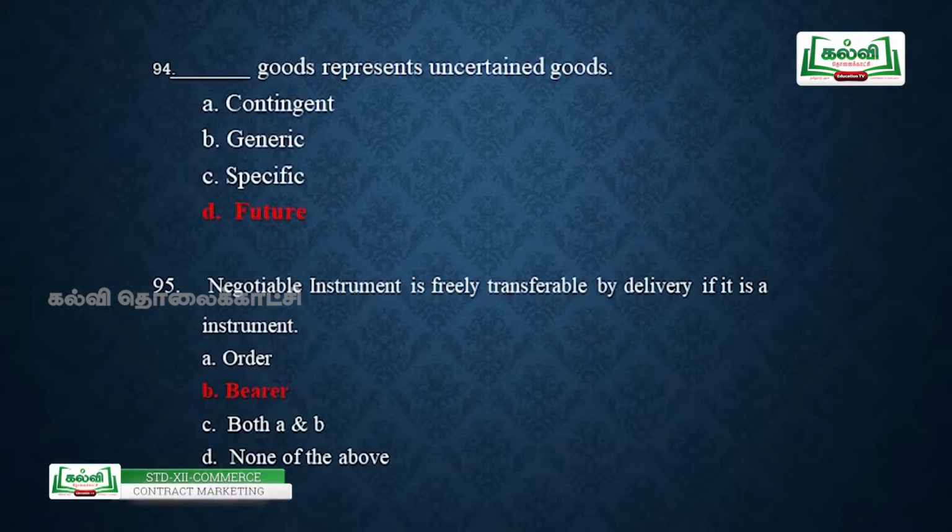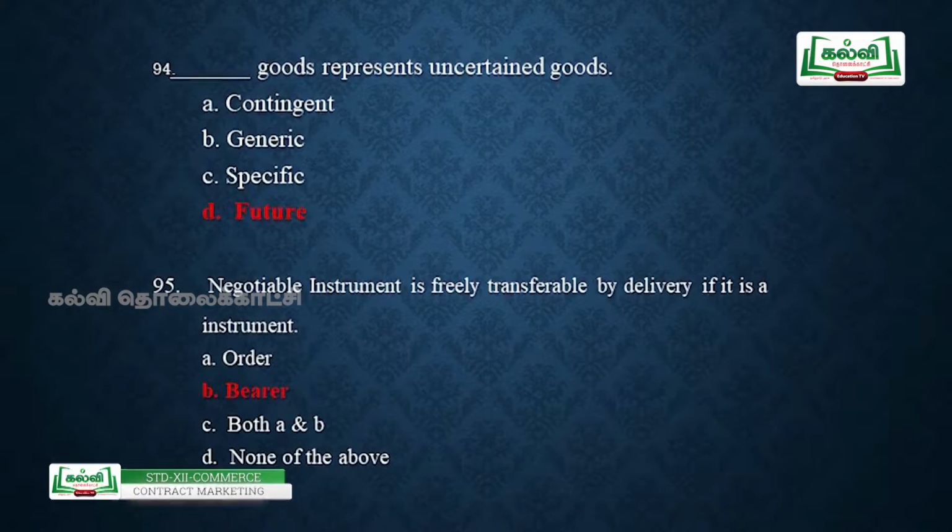The next one: dash goods represents uncertain goods. Here uncertain means we cannot have the physical products now, they will occur in future. So, first one, contingent. Contingent may or may not happen in future. Generic, that is the general products. Specific, particular product. Then option D, future goods. So, option D, future goods represent uncertain goods, because in future only on the basis of the contract we are going to produce the product. So, option D is the correct answer.